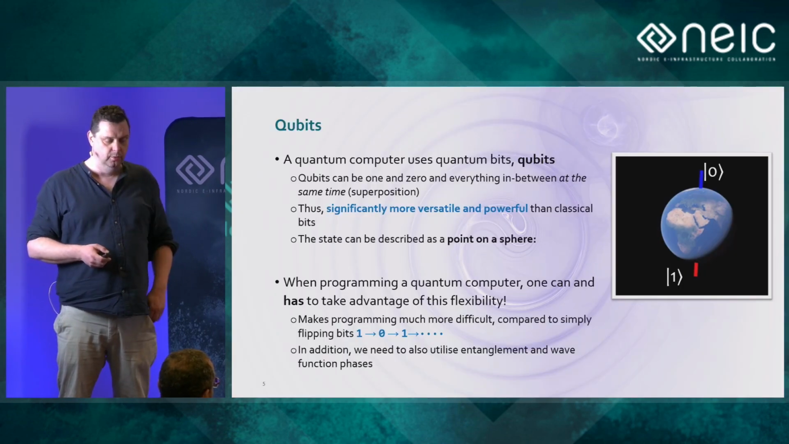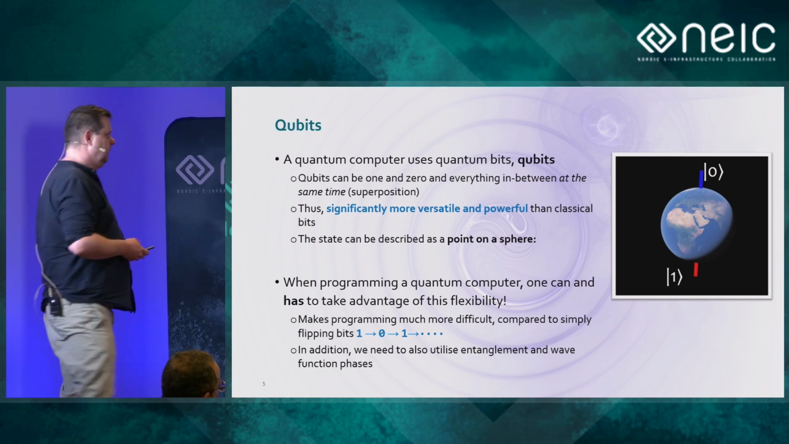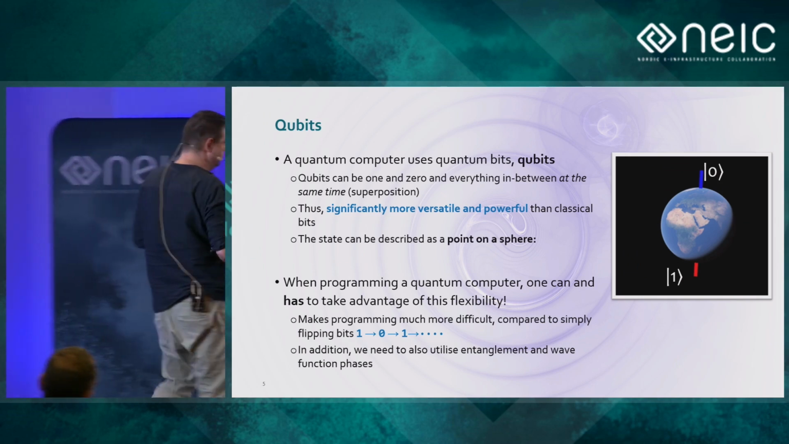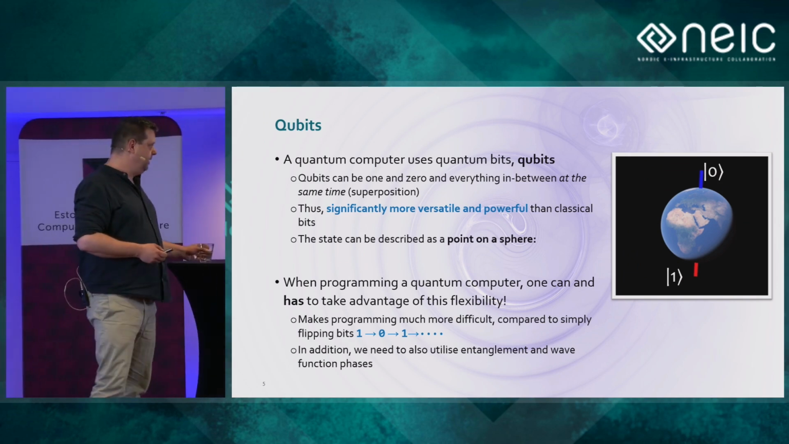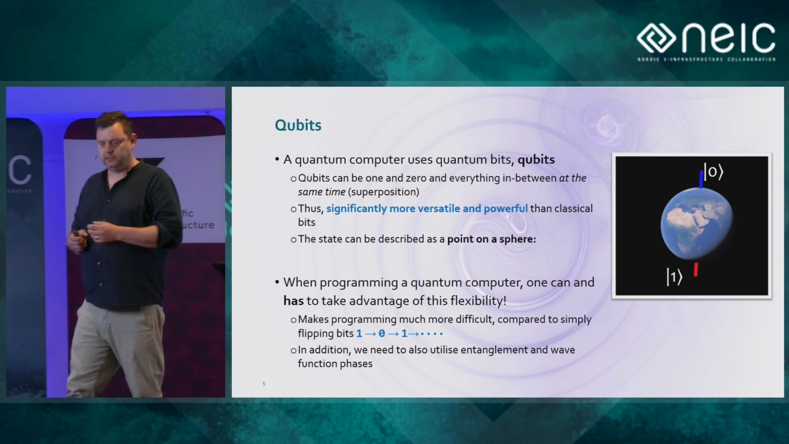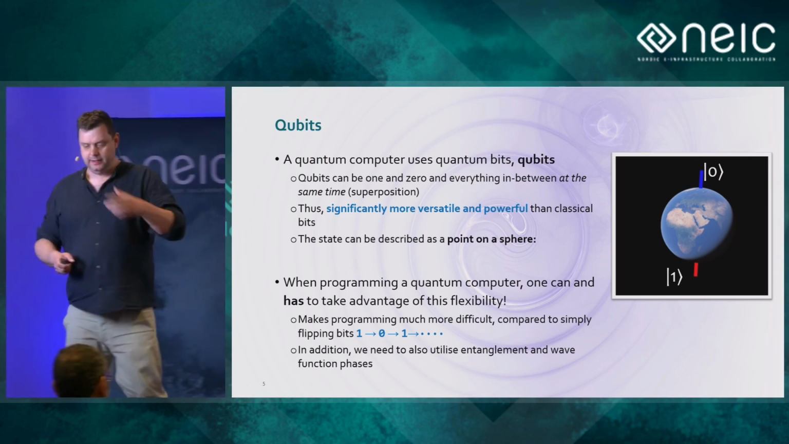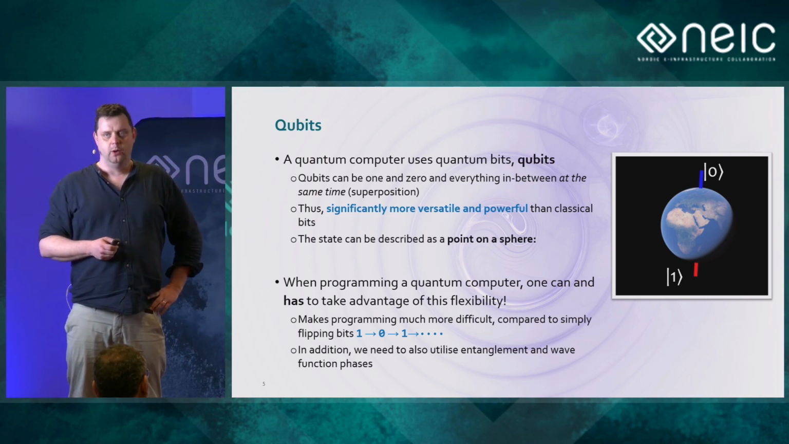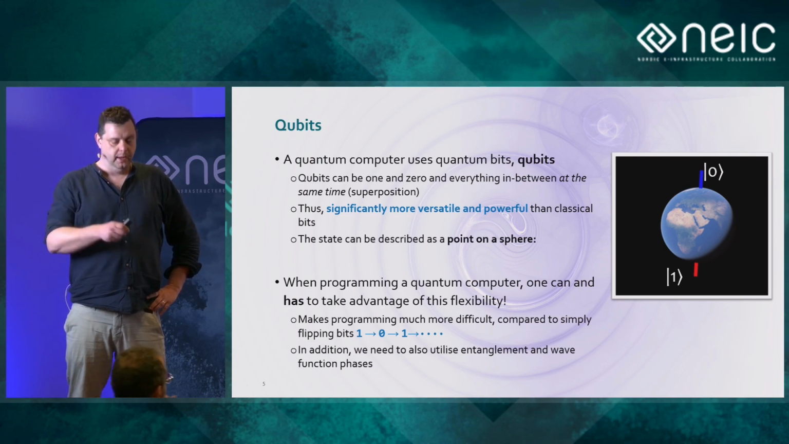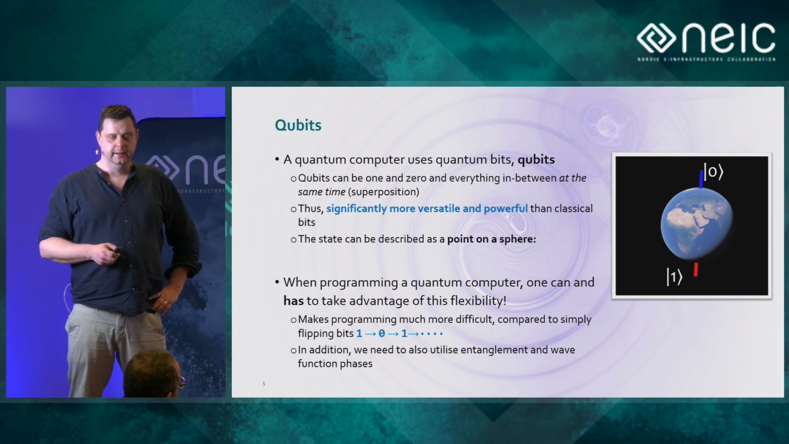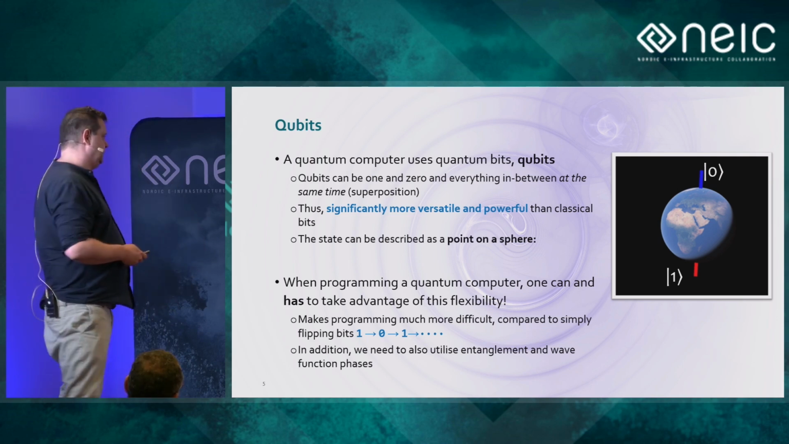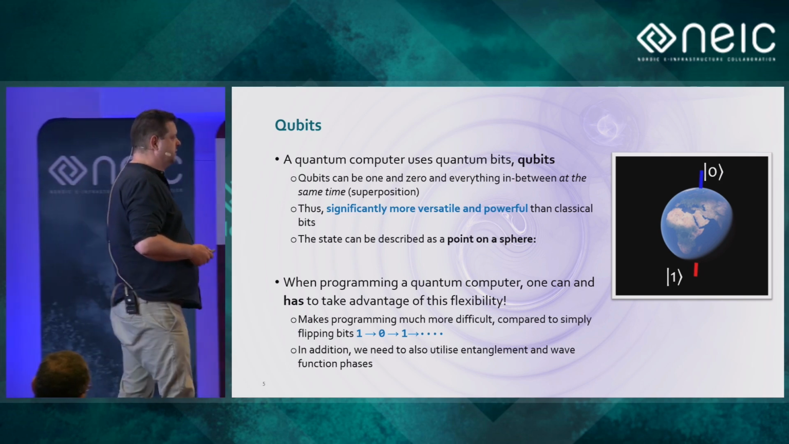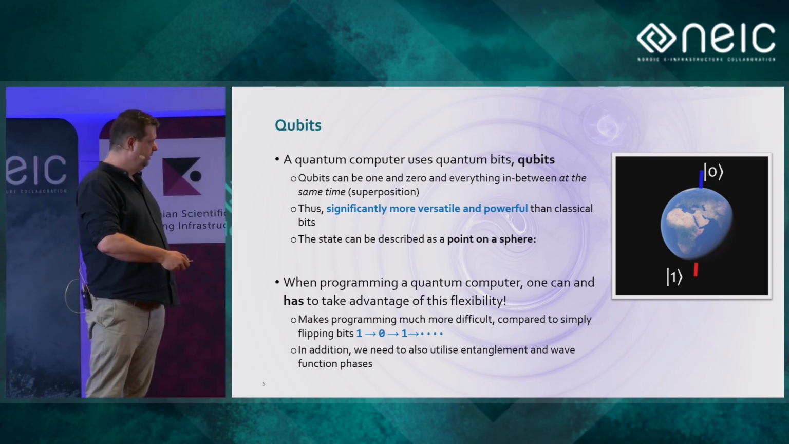That's where we come into qubits. A quantum computer, instead of bits, uses quantum bits, shortened to qubits. And these can be 1 and 0 and everything in between at the same time. This many of you probably have heard. But this means that the basic information units are much more powerful and much more versatile than standard bits. And the state of a qubit can be described as a point on a sphere.